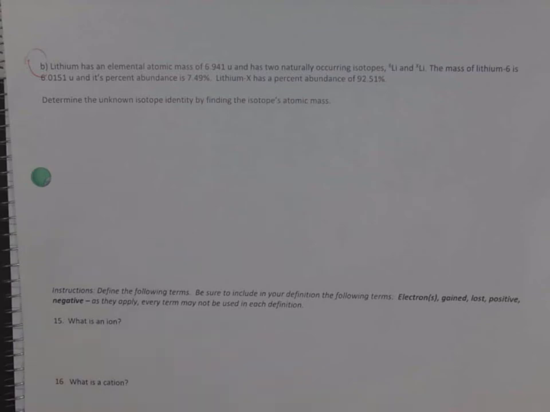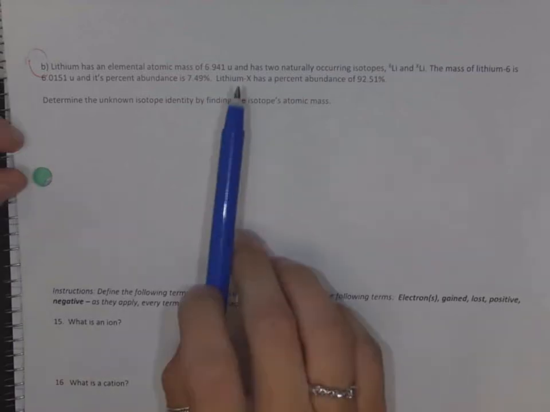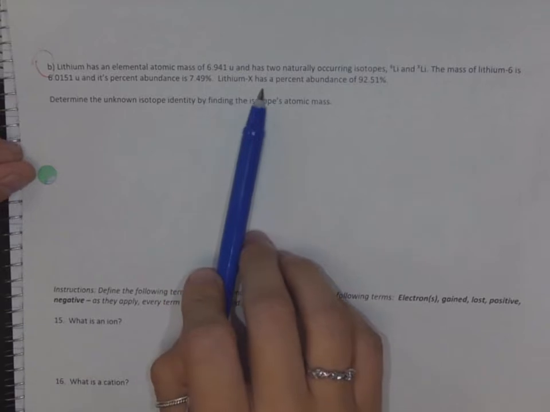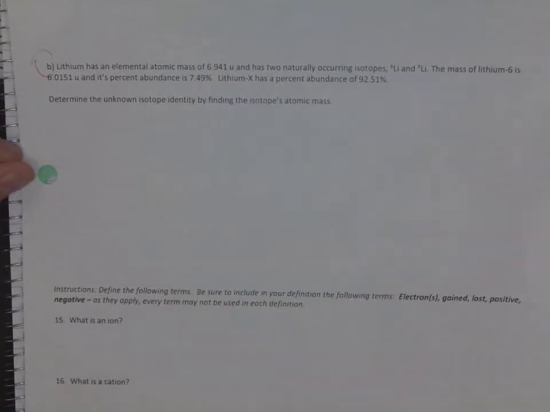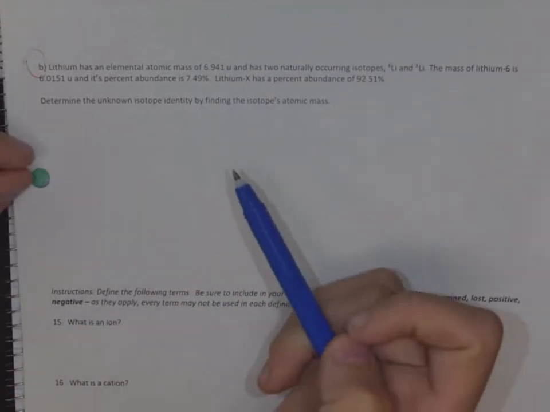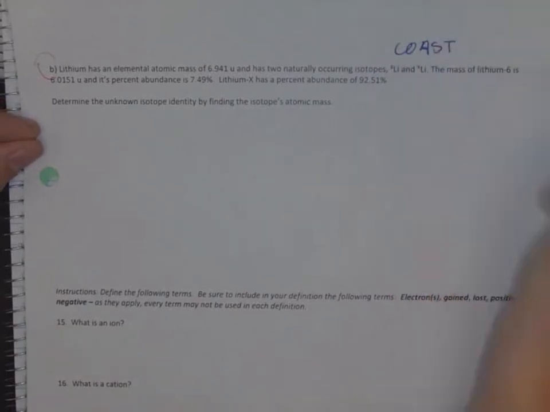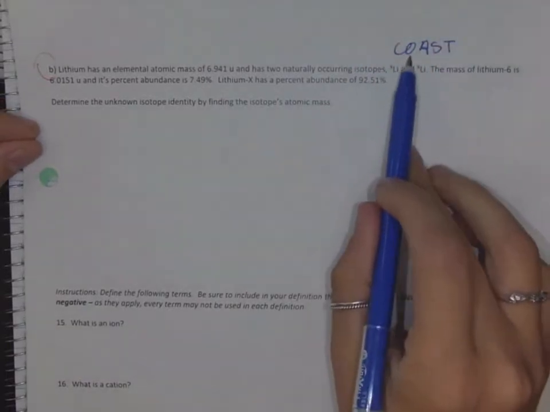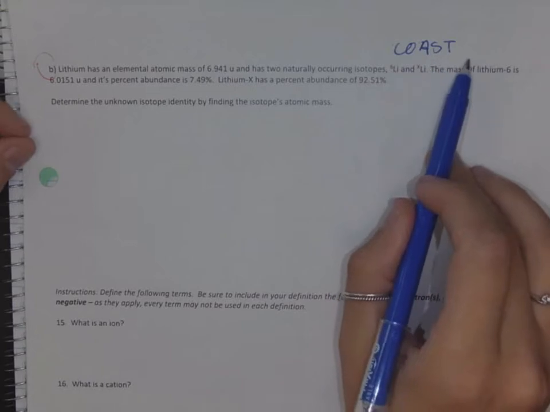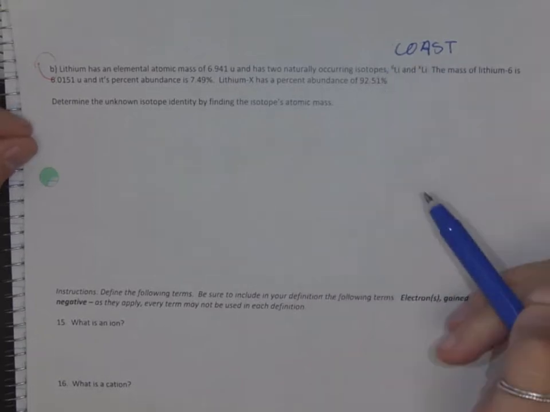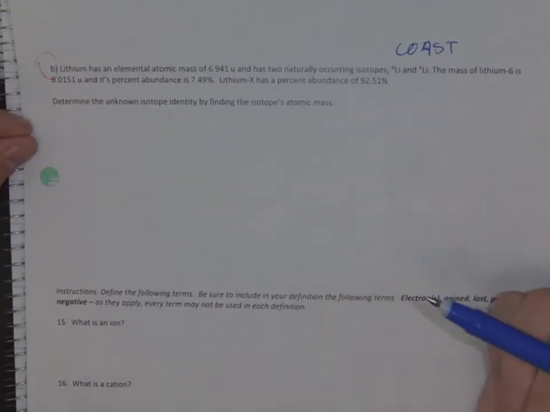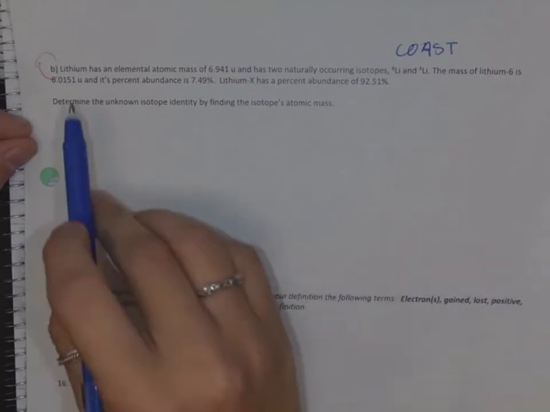Hello everyone, so we're going to be talking about identifying an unknown isotope. And so I'm going to step you through this, and we're going to follow the COAST method. So we're going to collect, organize, analyze, solve, and think. Collect, we're underlining important information. So as we go through and we read this, we should be grabbing that info.